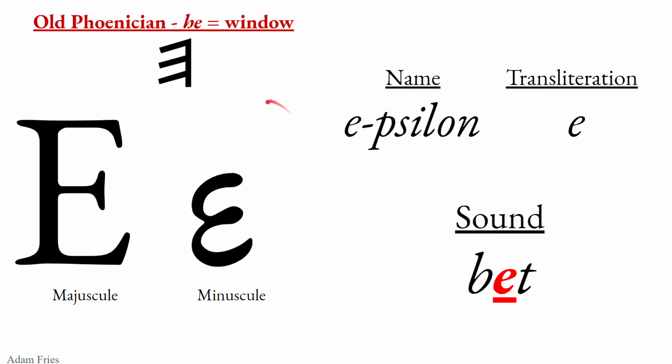Old Phoenician he, window, becomes the Greek epsilon, which means simple e. So it's a short e, a simple e. The sound is like the e in bet. Epsilon.